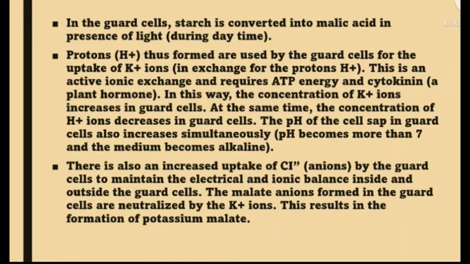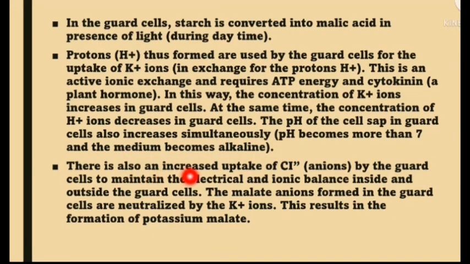In the guard cell, starch is converted into malic acid in the presence of light during daytime. Protons thus formed are used by the guard cells for the uptake of potassium ions. Now this is an active ionic exchange and requires ATP energy and cytokinin. In this way, the concentration of potassium ion increases in guard cell. At the same time, the concentration of hydrogen ion decreases in guard cell. The pH of the cell sap in guard cells also increases simultaneously.